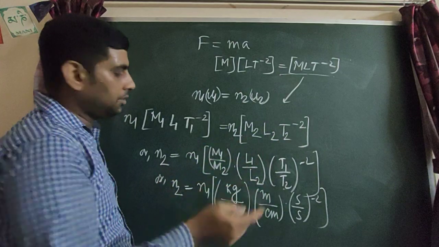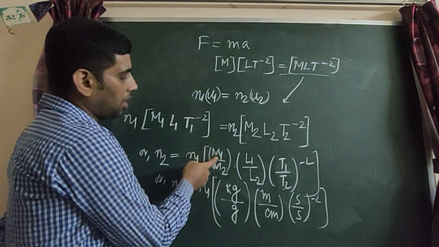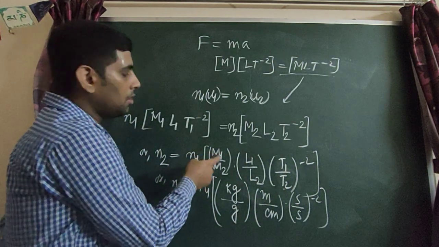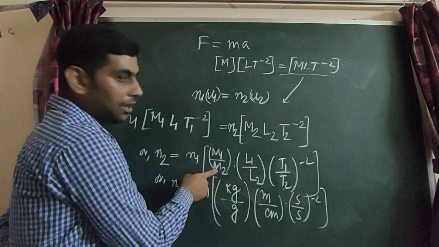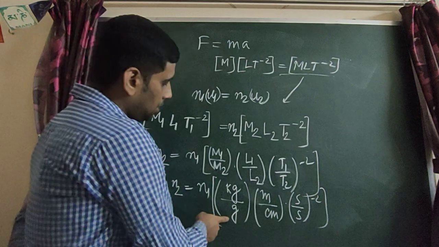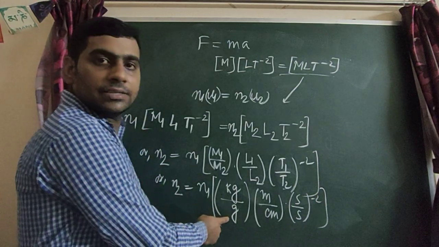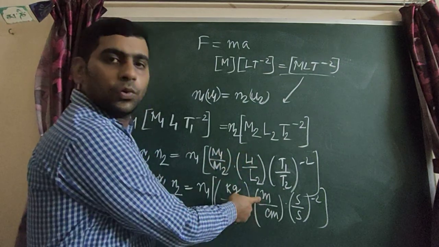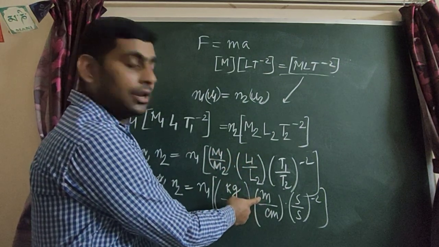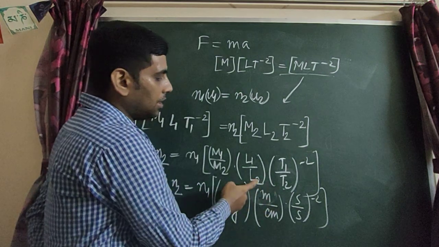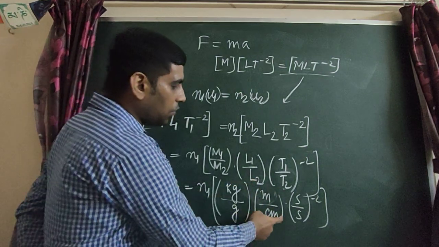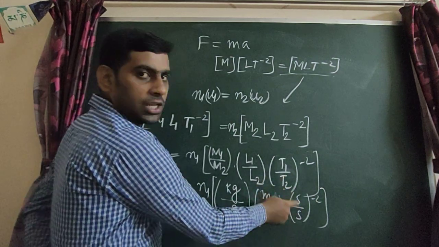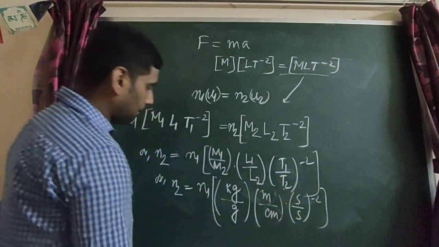I have just put the unit of M1, M2, L1, L2, T1, T2, where M1 is the unit of mass in SI system, which is kg. In place of M2, I have put the unit of mass in CGS system, gram. In place of L1, I have put the unit of length in SI system, that is meter. In place of L2, I have put the unit of length in CGS system, that is centimeter. Similarly for time, both are second in SI and CGS, so I have put that here.